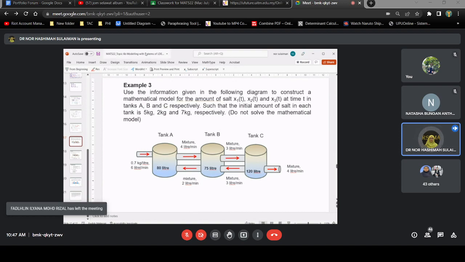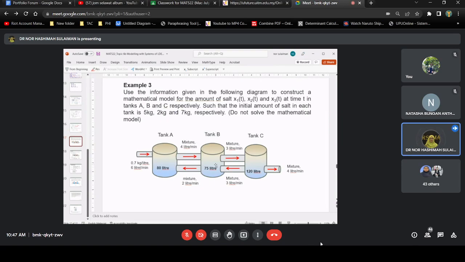Okay, so untuk yang ni tak perlu selesaikan model tu, but you just need to develop the mathematical model. So use the information given in the following diagram to construct a mathematical model for the amount of salt x1, x2 and x3 at time t in tanks A, B and C respectively, such that the initial amount of salt in each tank is 5 kg. Kat sini initial dia adalah 5 kg, ini 2, ini adalah 7.